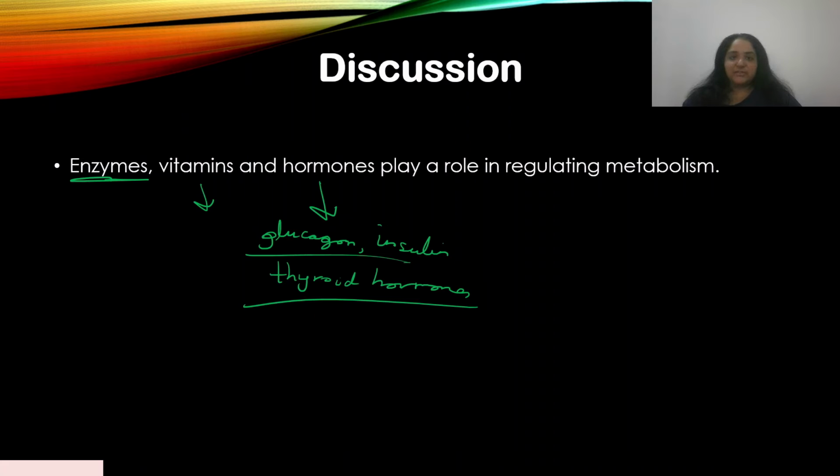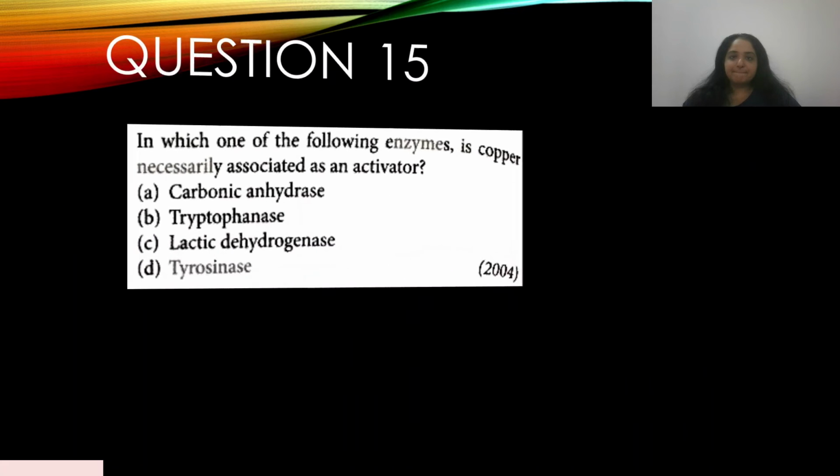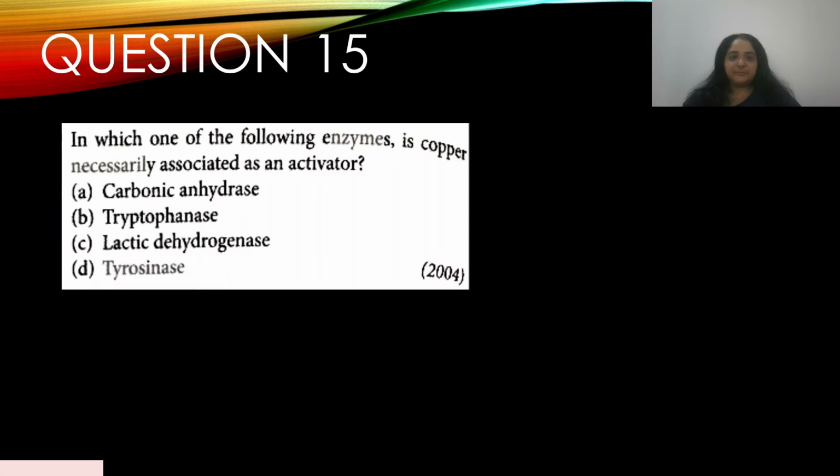Okay, let's move on then. Question number 15. In which one of the following enzymes is copper necessarily associated as an activator? This appeared in 2004. A, carbonic anhydrase. B, tryptophanase. C, lactic dehydrogenase. And D, tyrosinase. Okay, so copper is necessarily associated as an activator in the enzyme tyrosinase. Please remember this as a fact.